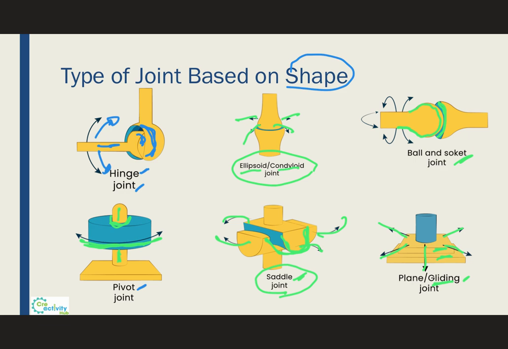So it's just a gliding or a sliding of one bone against the other. A typical example of a plane joint or a gliding joint will include the joint between the carpal bones, or we can say an intercarpal joint located in the wrist. So this summarizes all the different types of joints based on the shape.